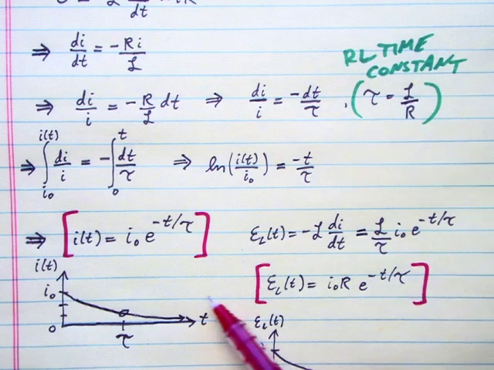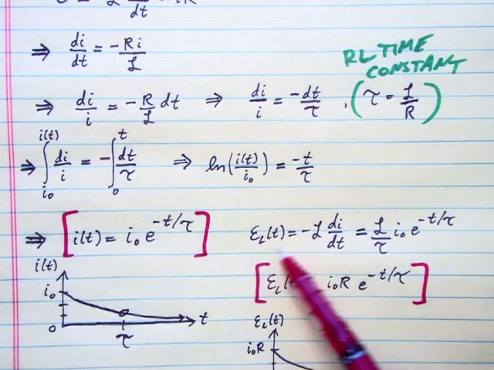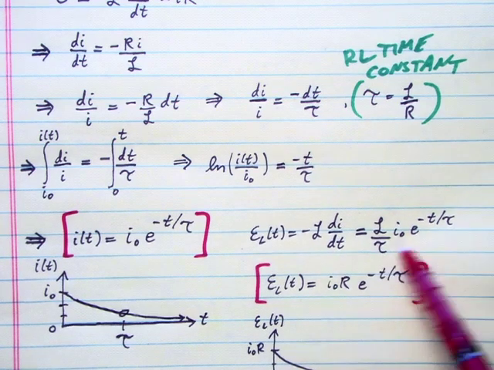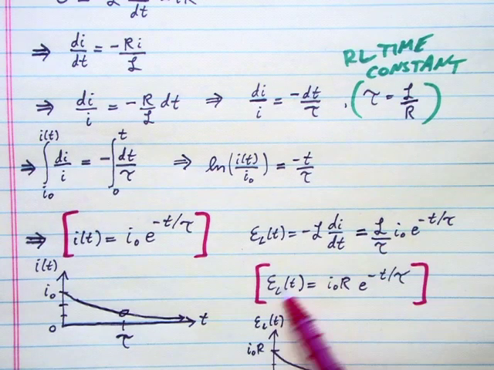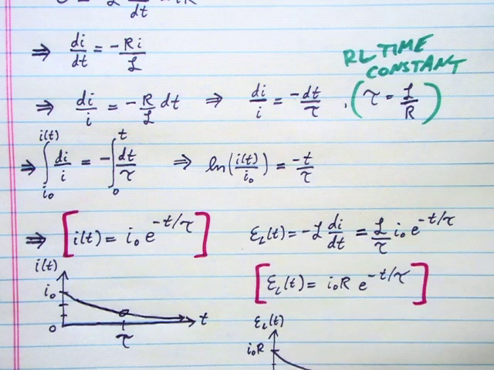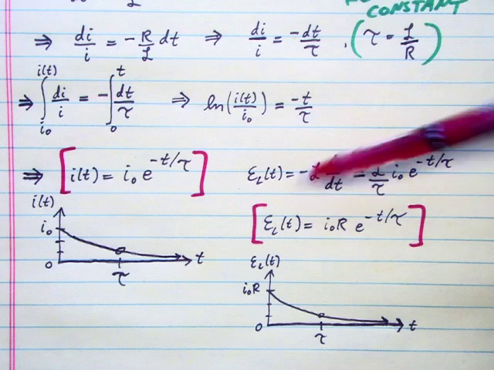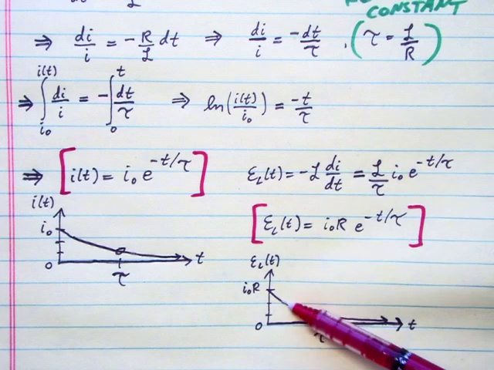One last step here, we could also find the EMF across our inductor here, minus L di/dt. So take that derivative of this equation, multiply by minus L, and we get this, and see that the EMF across our inductor is also going to be exponentially decaying with time.